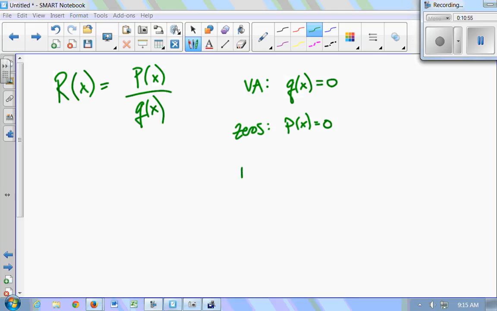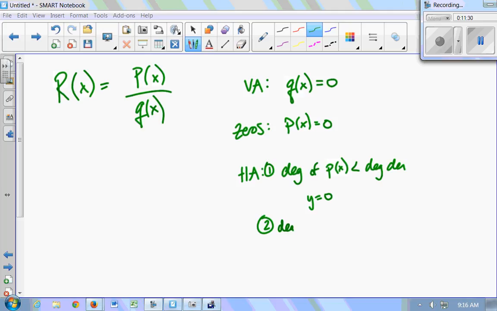Horizontal asymptotes, there's 3 cases, and it has to do with the degree of the numerator compared to the degree of the denominator. Okay, so if the degree of the numerator is less than the degree of the denominator, your asymptote is just the x-axis, y equals 0. So that's case 1.